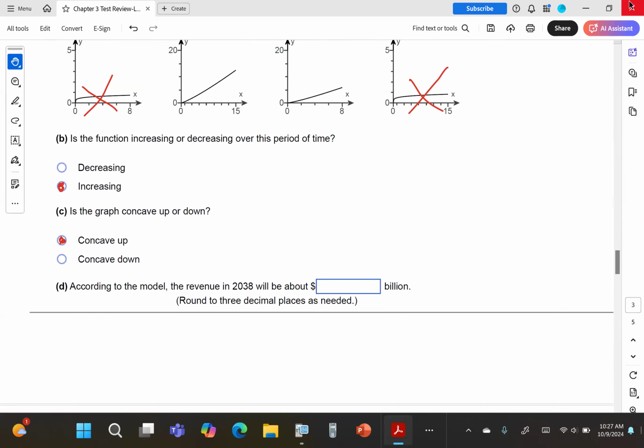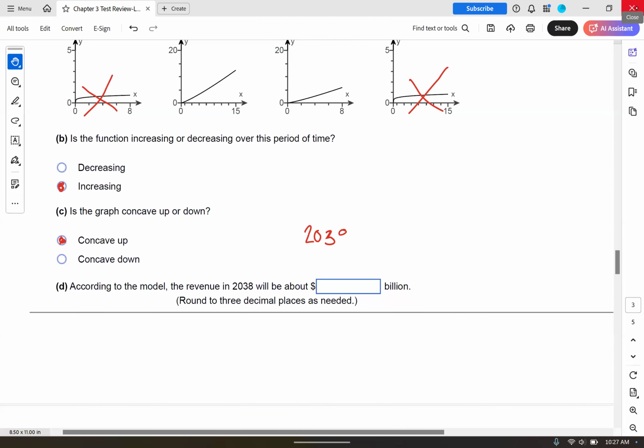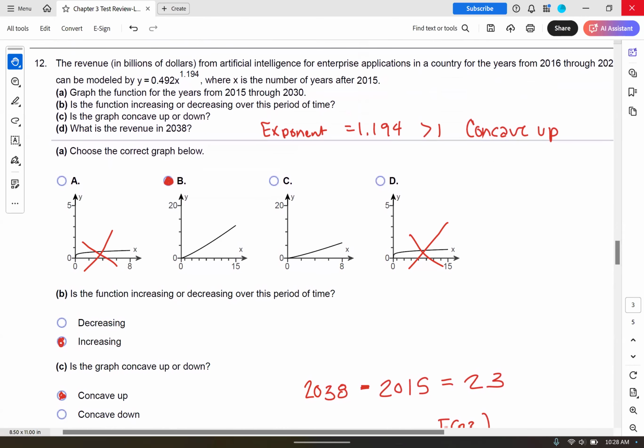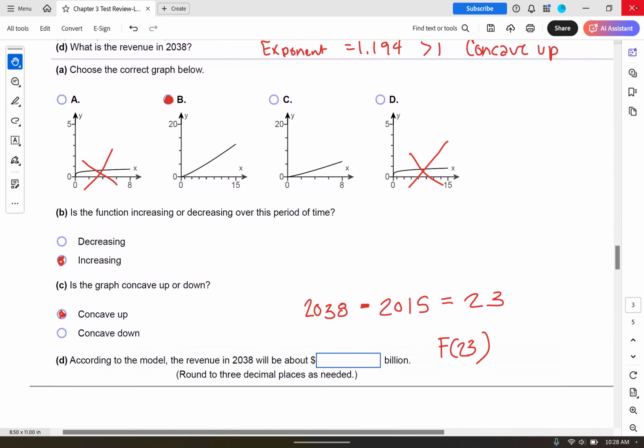Okay, so according to the model, the revenue in 2038 is going to be what? Well, what year is 2038? 2038, and what's this aligned to? 2015, so is that going to be 23? So are you going to evaluate this function at 23? So what's that going to be?